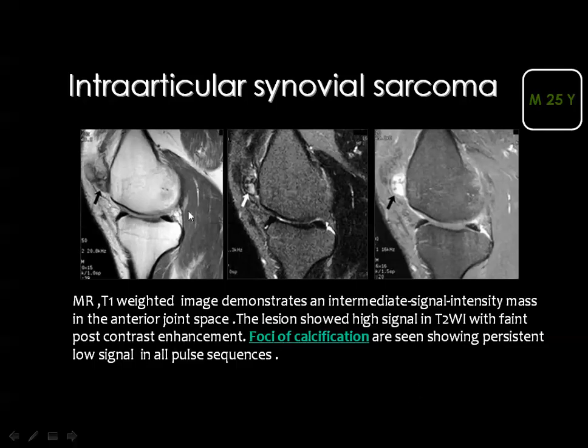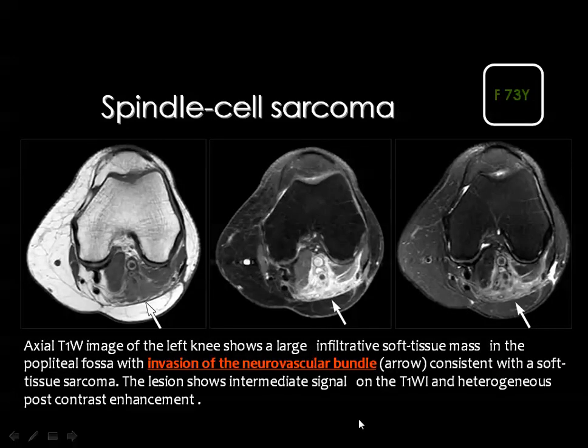You got a lesion, and this lesion will show low signal in the T1, high signal in the T2, and it will show contrast enhancement. It may contain some foci of calcification. And this is an example of synovial sarcoma, which is located in the popliteal fossa. T1 weighted image, T2 weighted image, and T1 post contrast with fat suppression.